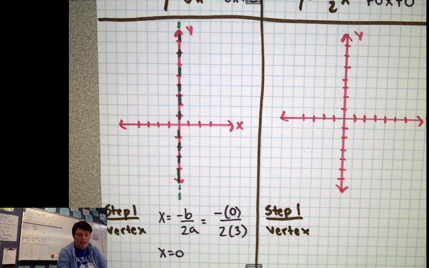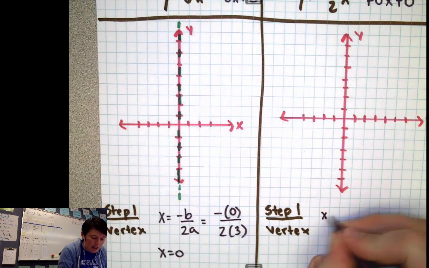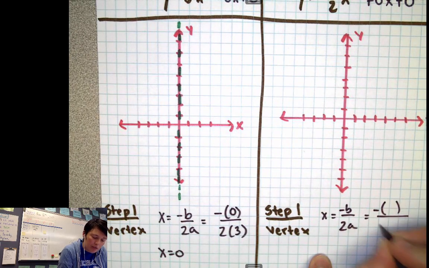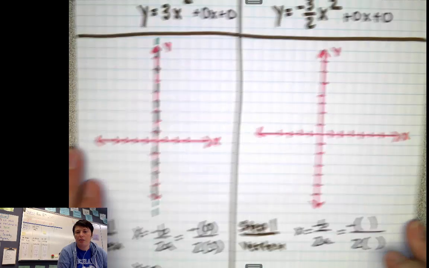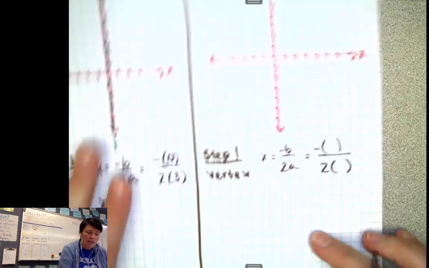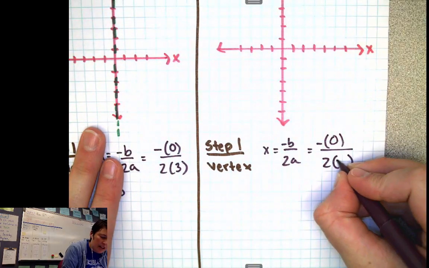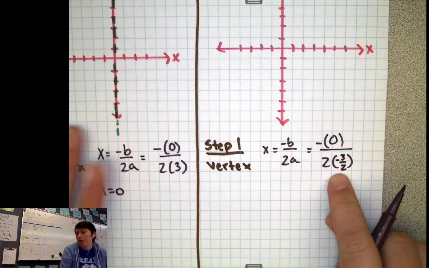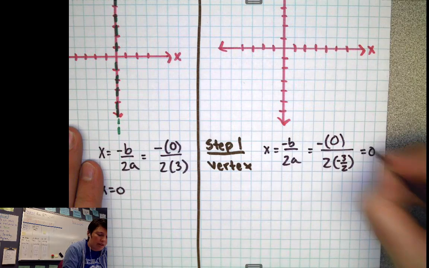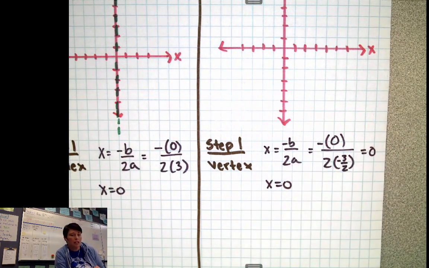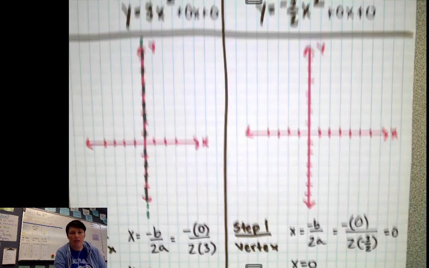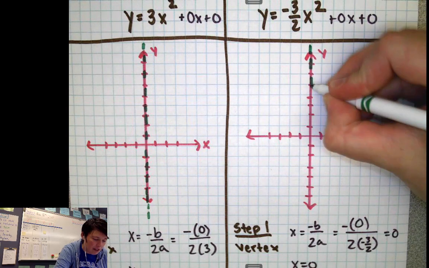And if we did the same thing for the other equation, x is going to equal negative b over 2a. We're going to do negative blank over 2 times blank. Remember what the ABCs for this one were. If you look up here, a was negative 3 halves, but b and c are 0. So b is 0, and then negative 3 halves. I don't really have to worry about doing all this math though, because 0 divided by anything is 0. So x equals 0 is also the line of symmetry on this graph, which means we're going to have pretty similar graphs with the symmetry fold line going right down the center on these.